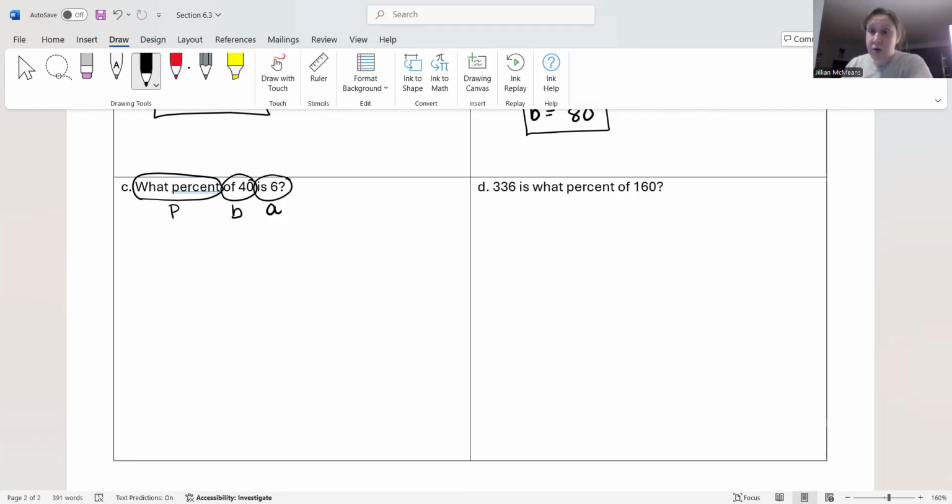Okay? So we're going to fill in our percent proportion, which is the amount over the base equals the percent over 100. Okay, so it happens to be the percent that's missing. No big deal.